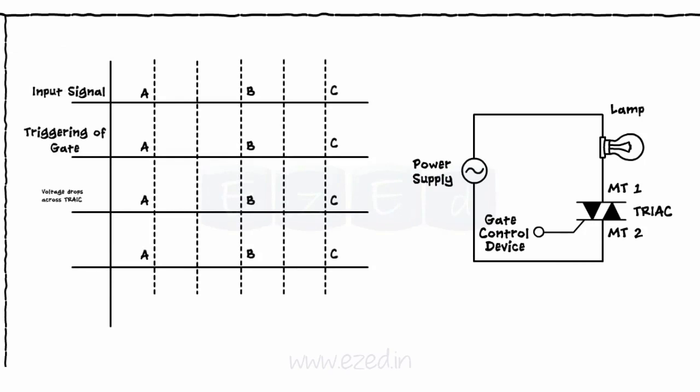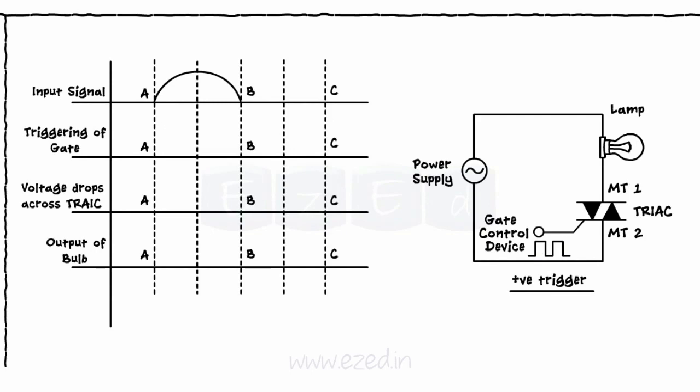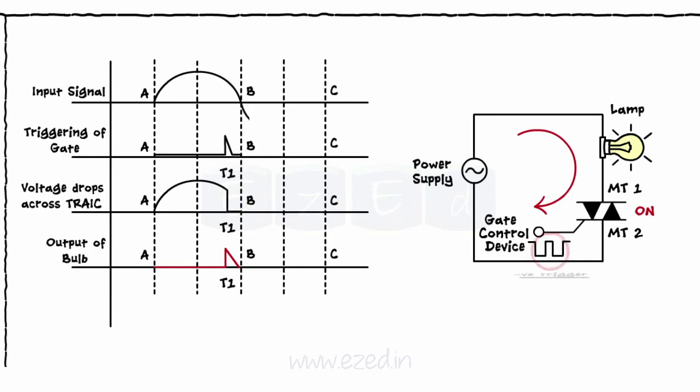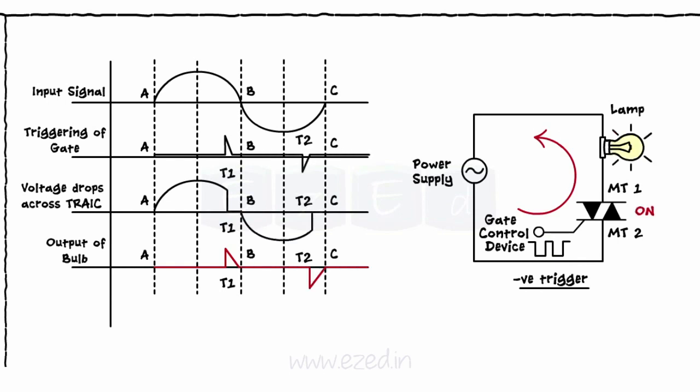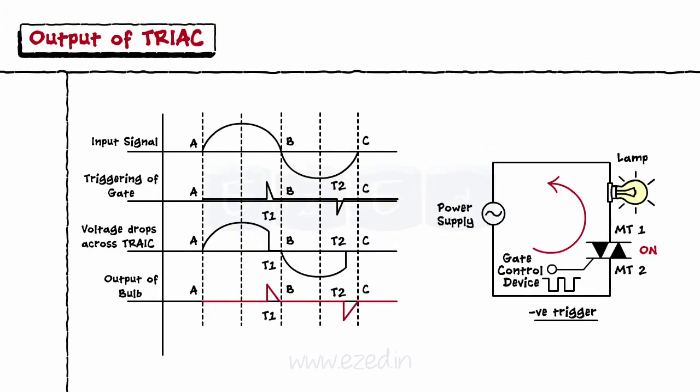Similar to DIAC analysis, a positive gate trigger is applied near the end of the positive half of the input cycle first, as shown. Thus, the TRIAC turns on and the bulb glows till the end of the positive half of the input with the minimum intensity. Now when we apply the negative gate near the end of the negative half of the input, the current direction reverses and the bulb glows with the same minimum intensity till the negative cycle of the input ends.